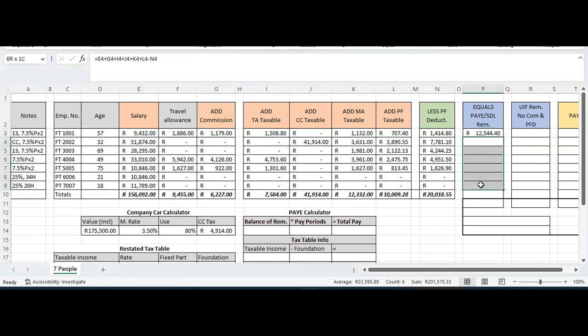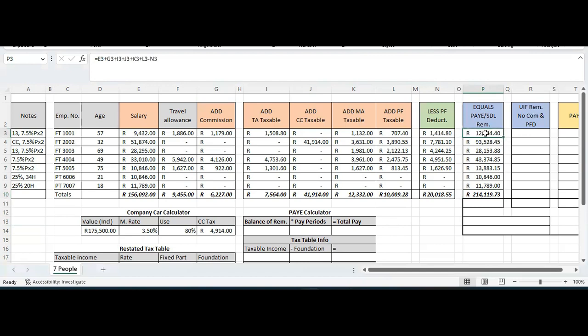And I've done that for all the employees. Okay. And then when I total it, I see that the total salary bill at this point, in terms of what we have to pay-as-you-earn on, is 214,119 for the month.